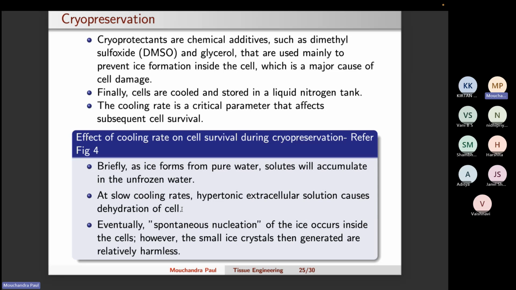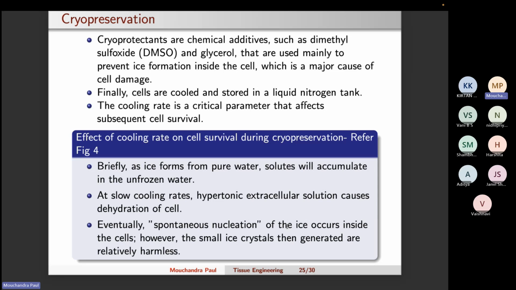You understand hypertonic, right? It means the solute concentration is high, because of which the cells will undergo dehydration. There will be osmosis, movement of water outside the cell. The cells will dehydrate. Due to this dehydration, there will be spontaneous nucleation of ice. Ice will start forming inside the dehydrated cells.